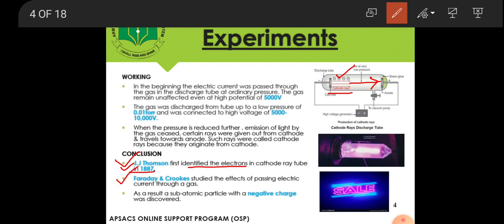After J.J. Thomson, Faraday and Crookes also studied the effect of passing electric current through a gas in a discharge tube. As a result, the subatomic particle with a negative charge, that is the electron, was discovered in a gas discharge tube. Cathode rays are basically the electrons that travel from the cathode towards the positively charged anode.